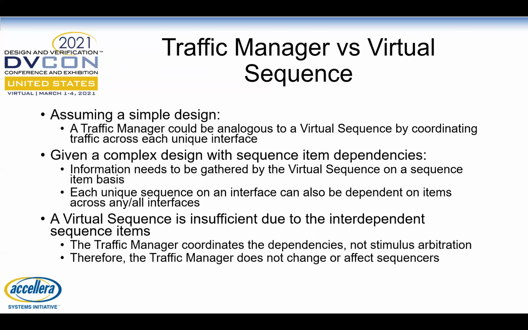Once this data is gathered by the virtual sequence, each sequence would need to be aware of this information when generating the next sequence item. The traffic manager facilitates this data sharing so that each unique sequence on an interface can generate a new sequence item while being aware of all the dependencies across any and all interfaces.